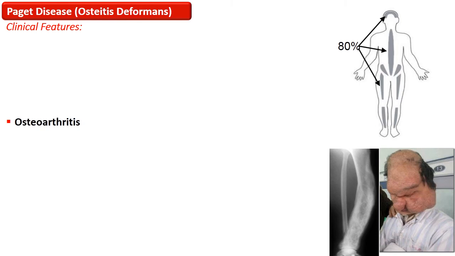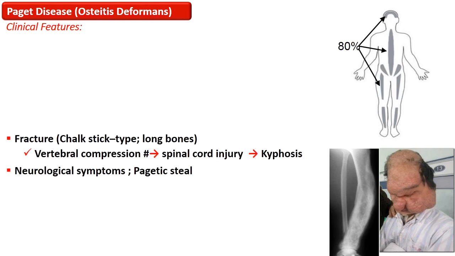There is deformity in the long bones also, and such deformity is seen in the femur and tibia. There is anterior bowing of the leg and femur, and due to this anterior bowing there is a distortion of articular surfaces that leads to secondary osteoarthritis. Fractures are also encountered in Paget's disease, and these are of chalk-stick type in long bones, and vertebral compression fractures that result in spinal cord injury and in kyphosis.